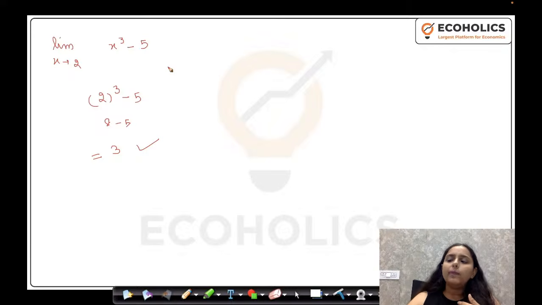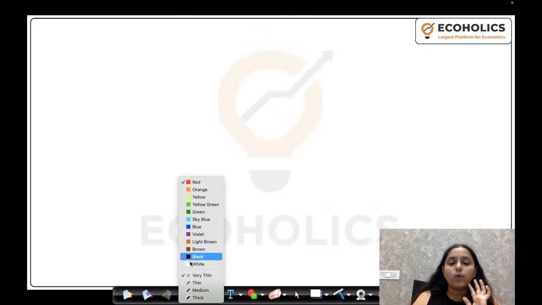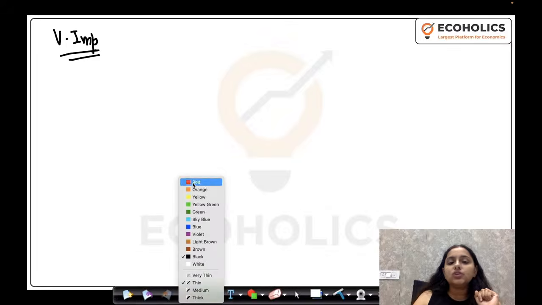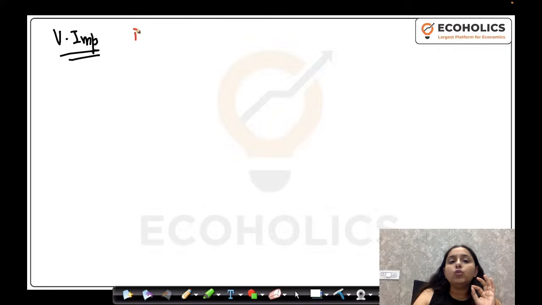Okay, now that was a simple limit. That's one very simple limit. Now we will be studying another 2 ways of solving limits, which are very important for your examination. Very important types of limits. So we are doing something very important. Most probable questions come from this section. Okay, what is this section about? So in this we study 2 types of limit.